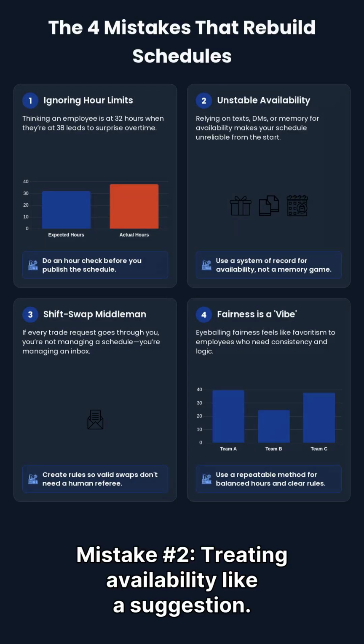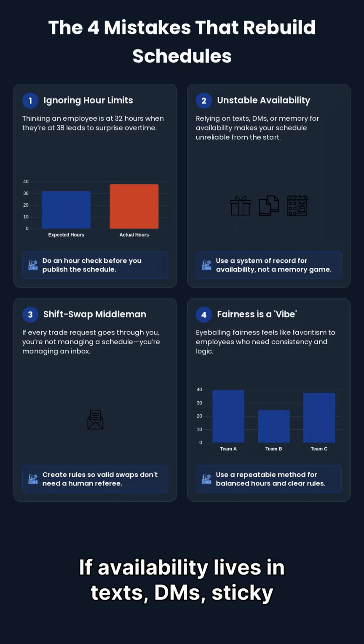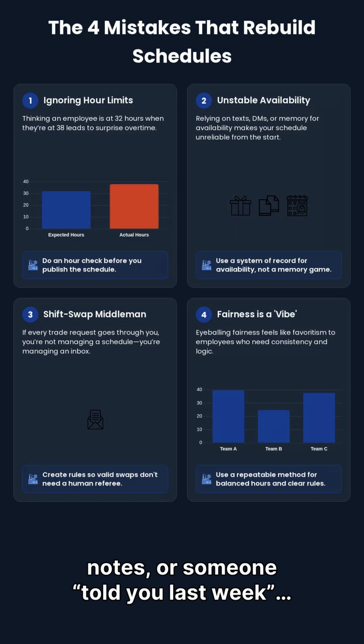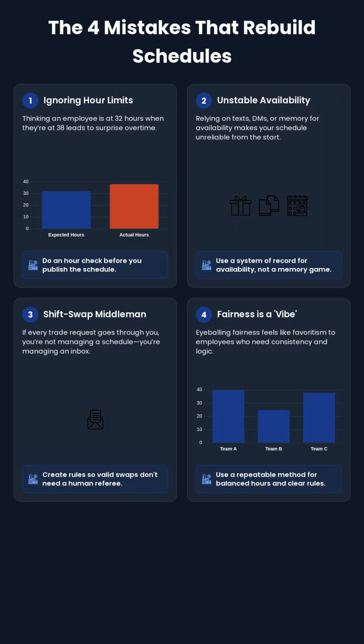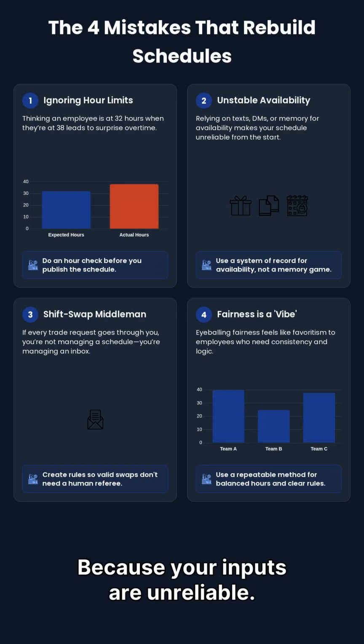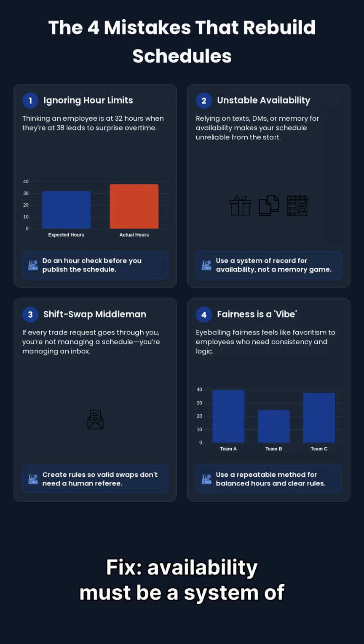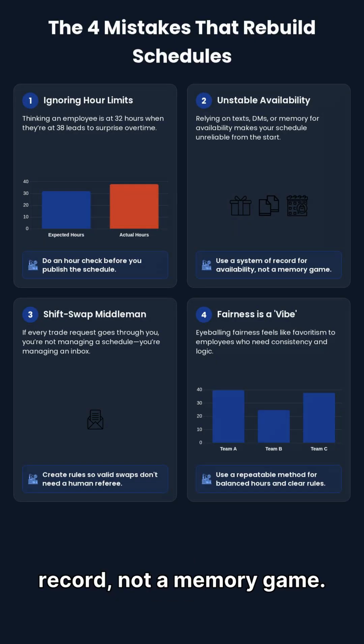Mistake number 2, treating availability like a suggestion. If availability lives in texts, DMs, sticky notes, or someone told you last week, your schedule will always be unstable because your inputs are unreliable. Fix. Availability must be a system of record, not a memory game.